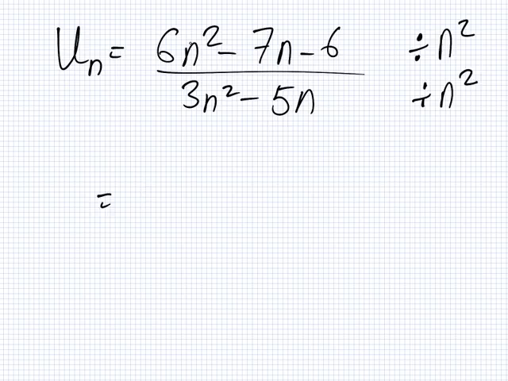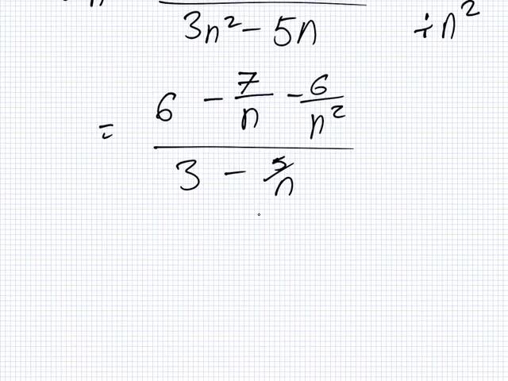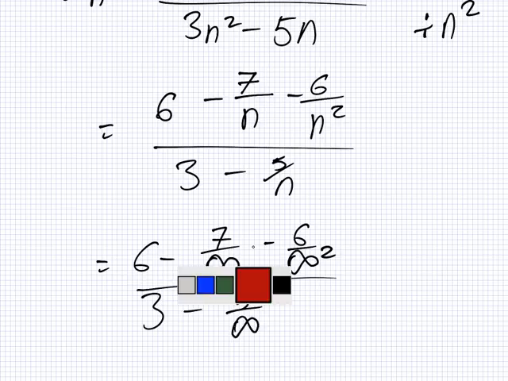So on the top, 6n squared divided by n squared is 6. And then 7n divided by n squared? 7 over n minus 6 over n squared. And then that's 3 minus 5 over n. Now, when you do put in a large value of n, you'll get 6 minus 7 over large value minus 6 over large value squared over 3 minus 5 over a large value. Now these all make sense.